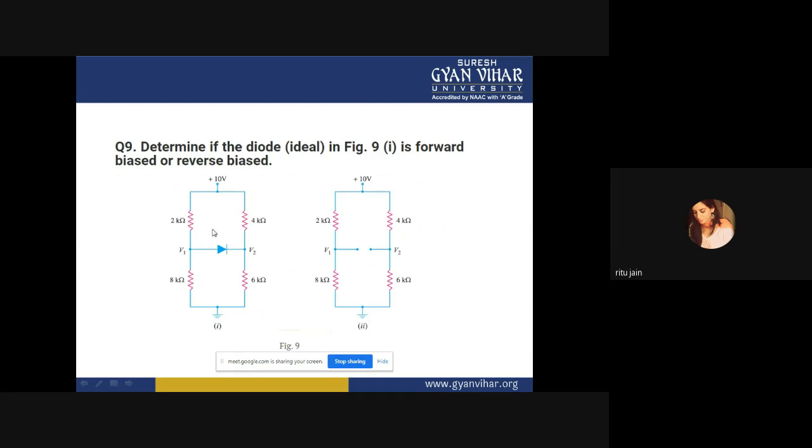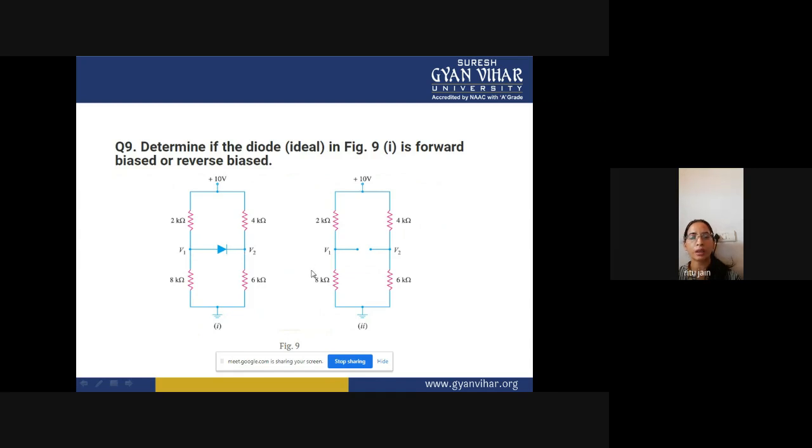Here are also two resistances. One is 2 kilo ohm, and another is 4 kilo ohm. The terminal voltage is 10 volt. Okay. Now let's talk about when the diode is conducting. When the diode is conducting, there will be a current and it will behave like a closed switch, because the diode is in forward biasing. So when the diode is in forward biasing, the diode will conduct and some current will flow through the diode.